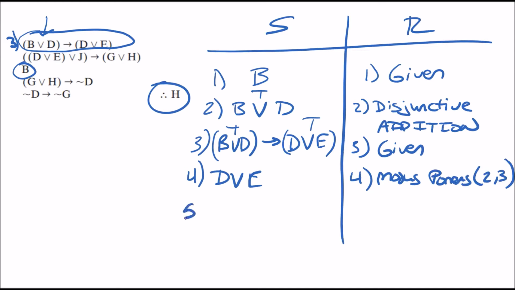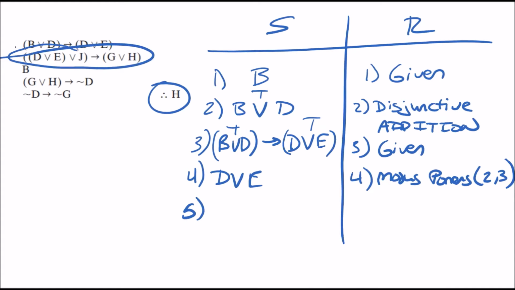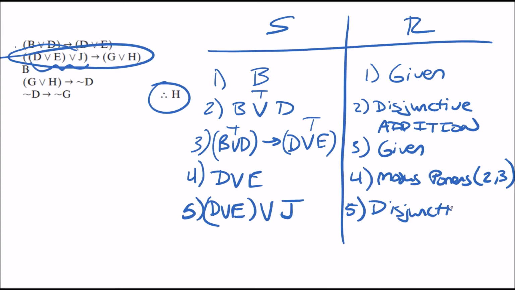Now, again, I can see that D or E in that second given there. But the first part of this says D or E or J. So D or E or J, I can now say that's true because I know D or E is true. This is the same thing we did before. Again, it's just that disjunctive addition to line 4 there. Which I guess I should have put this up here, disjunctive addition to line 1.